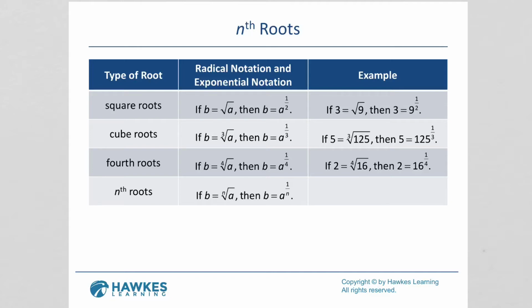Cube roots. If b is equal to the cube root of a, then b is equal to a to the 1/3. If 5 is equal to the cube root of 125, then 5 is equal to 125 to the 1/3. Fourth roots. If b equals the fourth root of a, then b equals a to the 1/4. If 2 equals the fourth root of 16, then 2 equals 16 to the 1/4. So nth roots. If b equals the nth root of a, then b is equal to a to the 1/n.